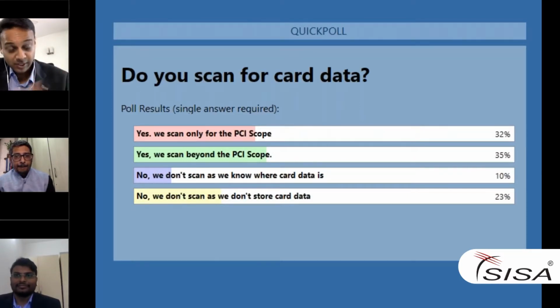So for those of you who are doing scanning beyond your PCI scope, very good. I think that will give you a lot of insight. For those of you who are not scanning, it may be still worthwhile to look at it and make sure that you scan and get some perspective. And even if you think you're not storing card data, still it's worthwhile to scan. Yeah. So from a risk management standpoint.